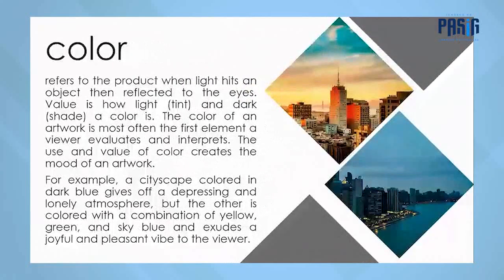Next is color. This refers to the product when light hits an object then reflected to the eyes. Value is how light, known as tint, and dark, known as shade, a color is. The color of an artwork is most often the first element a viewer evaluates and interprets. The use and value of color creates the mood of an artwork.